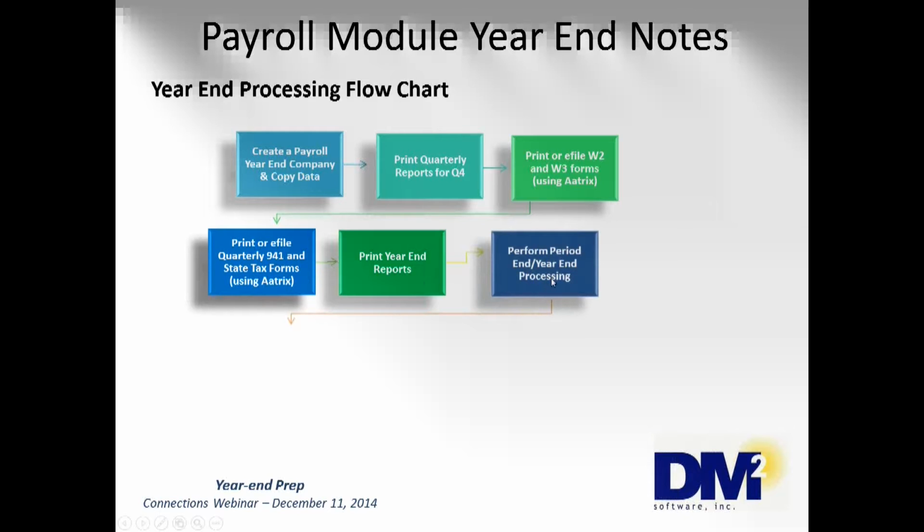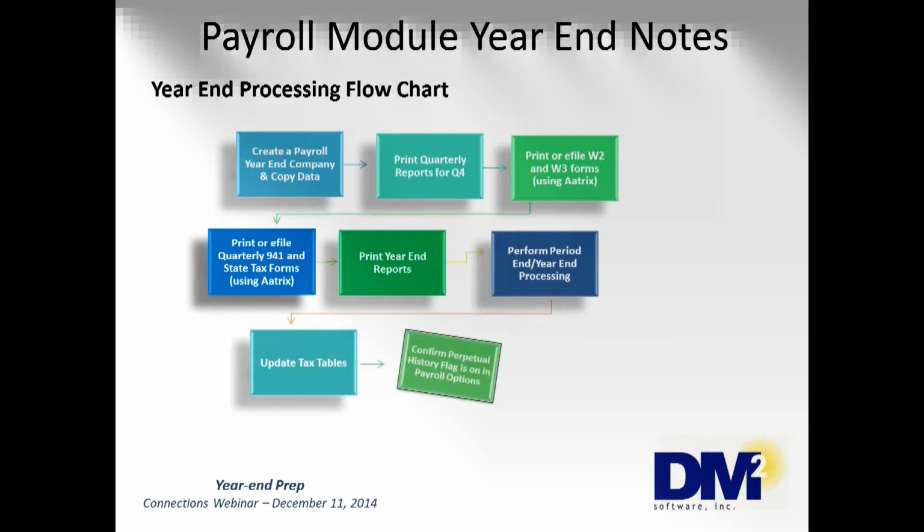When you're done with that, that's when you're going to update your tax tables. And then confirm that the perpetual history flag is on in payroll options. I just want to talk a second about the tax tables. You want to update the tax tables after you've done your W-2s and W-3s because tax tables are global. So we want to make sure that we don't do it until after this is all finished and your period end and year end is done.